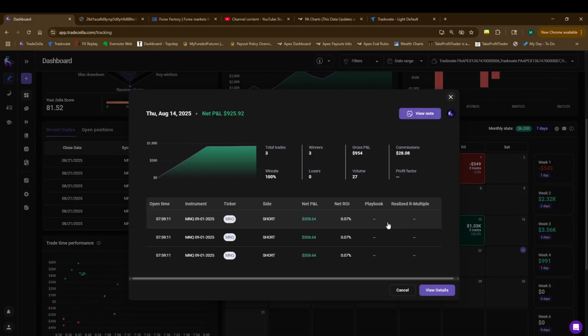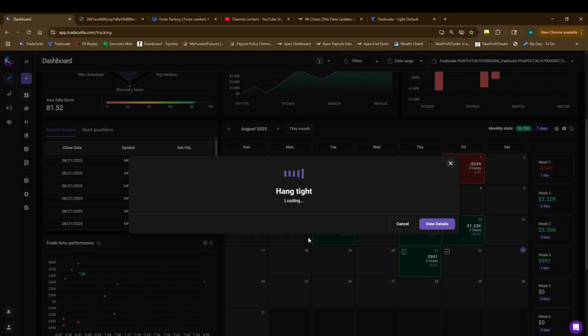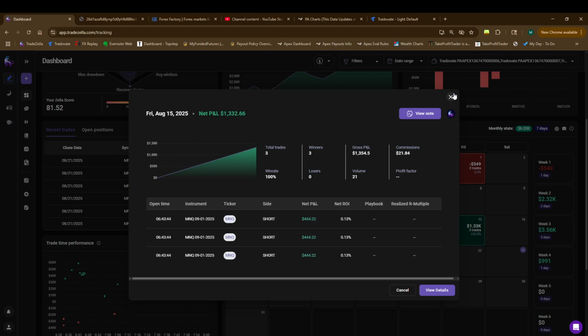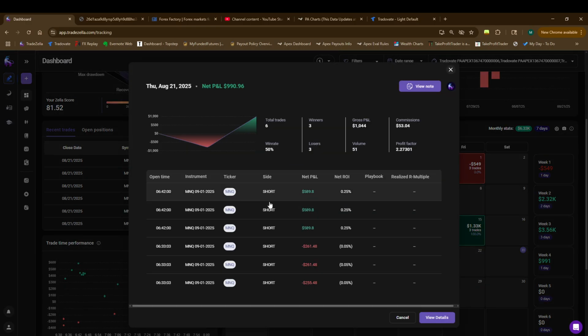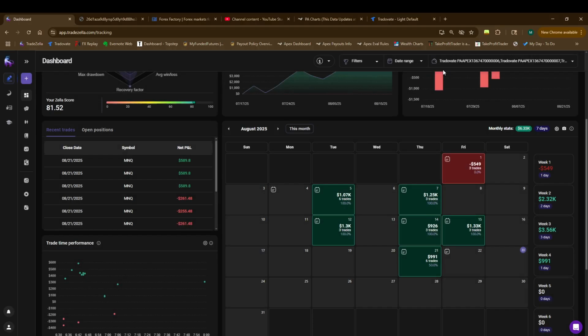The 14th, shorts. 15th, that was short as well too. And then obviously the Thursday, 21st of August, I was shorting that. So yeah, I've literally been all short all of August.